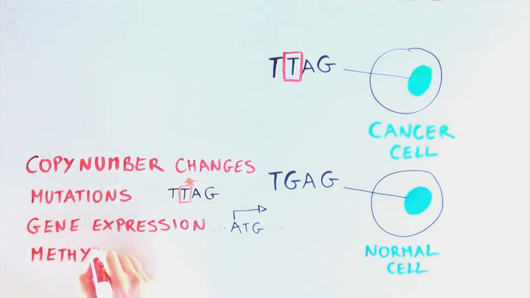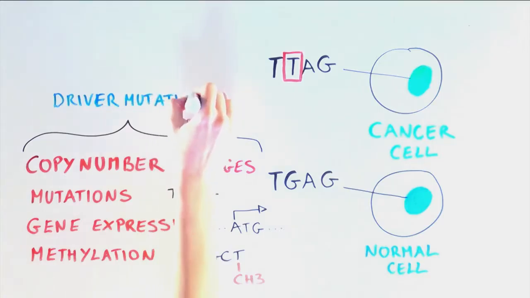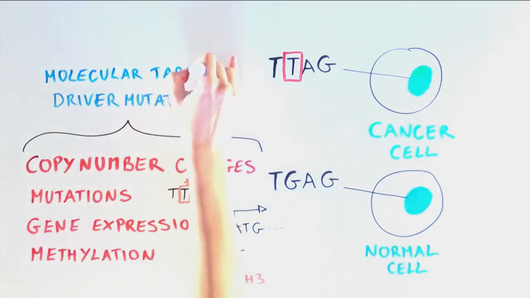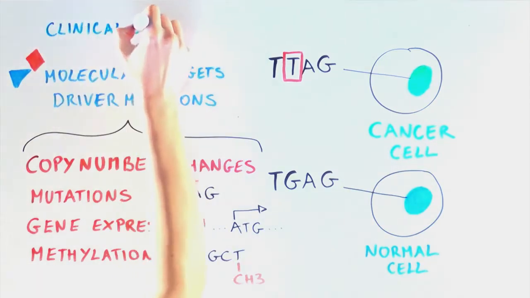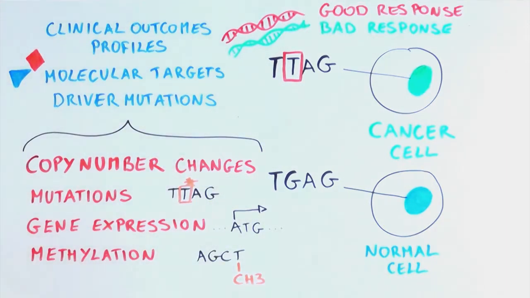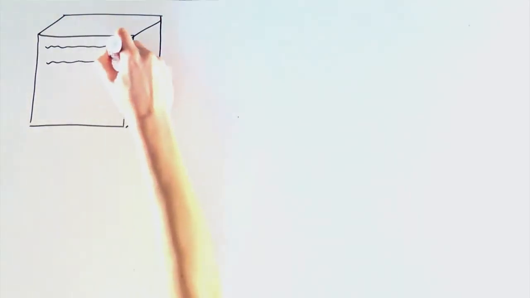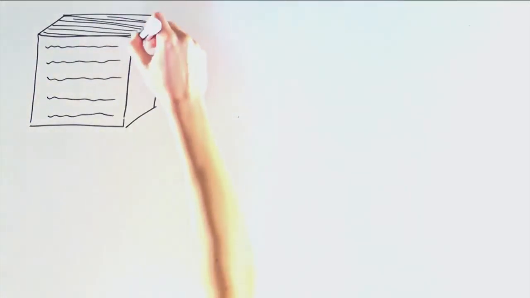This information can then be used to identify cancer driver mutations, discover new molecular targets for therapy, and identify molecular profiles that are associated with a particular clinical outcome. All of this is very powerful. However, this information can sometimes be buried in all of the sequencing results and very hard to visualize.